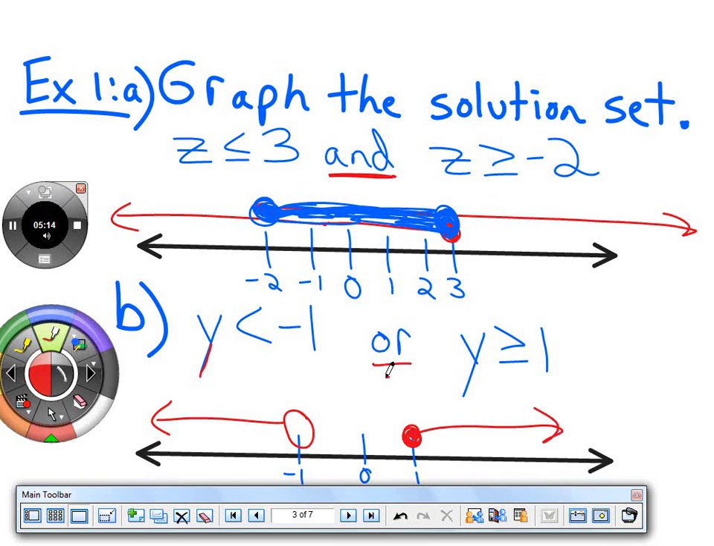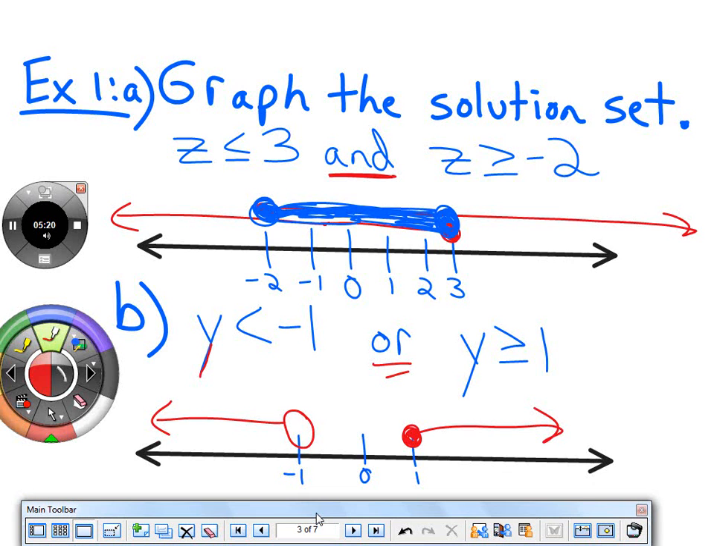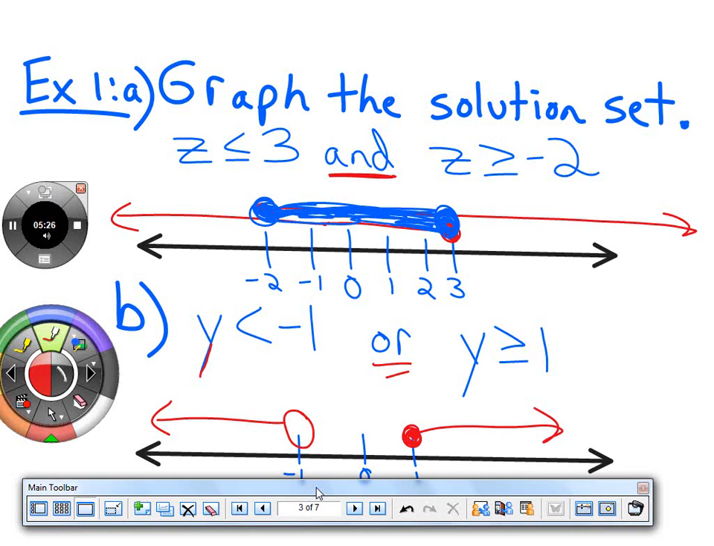Now, because this is an OR problem, we're not looking for points that are overlapping because there aren't any points overlapping. So we're going to be okay with that as our answer. It's okay for OR problems to go out to the left and to the right. And then we just say that that's the answer.